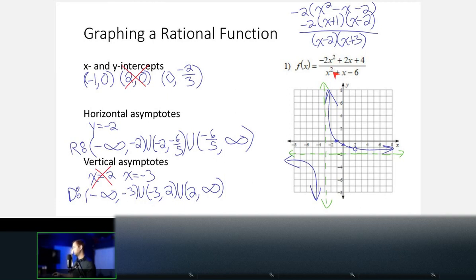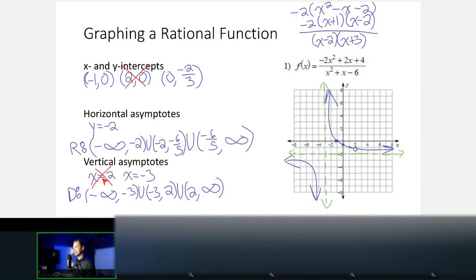The HA we found by looking at the leading coefficients to see if they were the same, which they are. And remember, there are three scenarios comparing the exponents: bigger on the top versus bigger on the bottom. This happened to be even, so it was the ratio -2 divided by 1. Reduced, we got y equals -2. For the VAs, we set the bottom equal to 0, and we solved by factoring, and that's how we get x equals 2 and x equals -3.